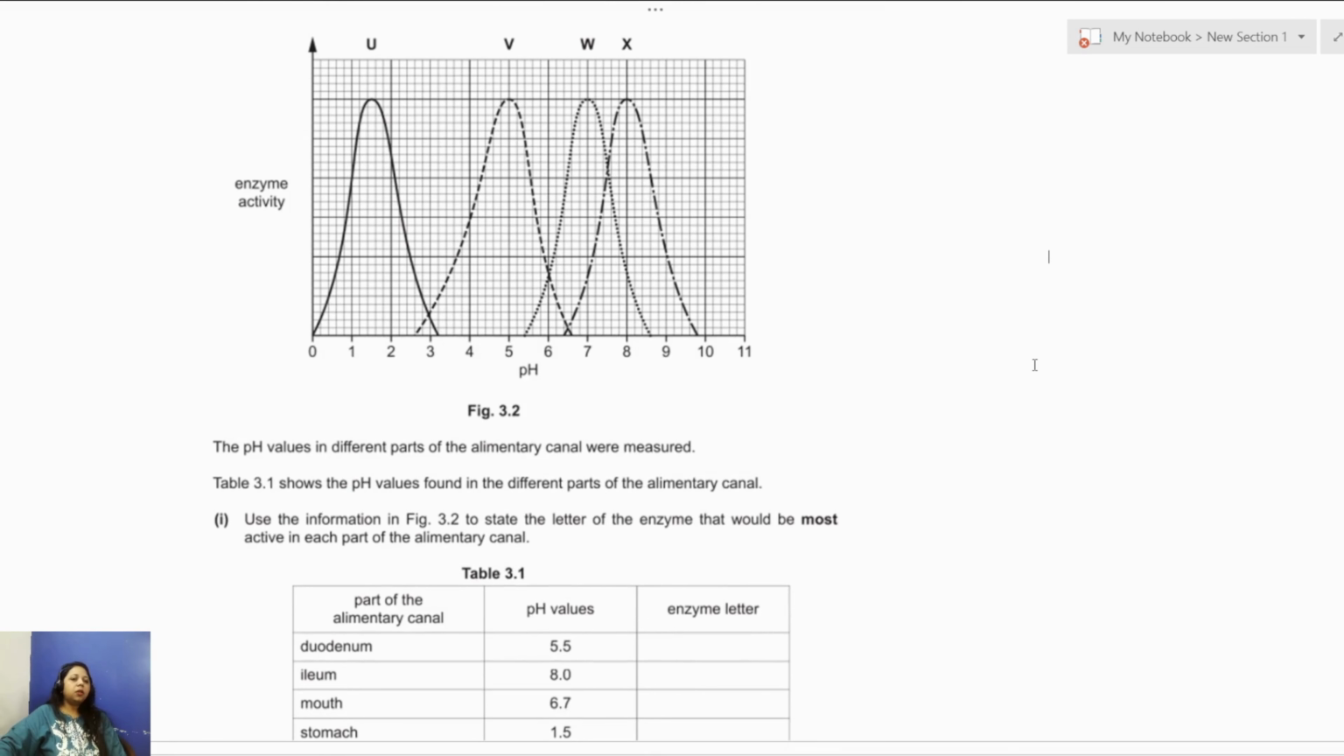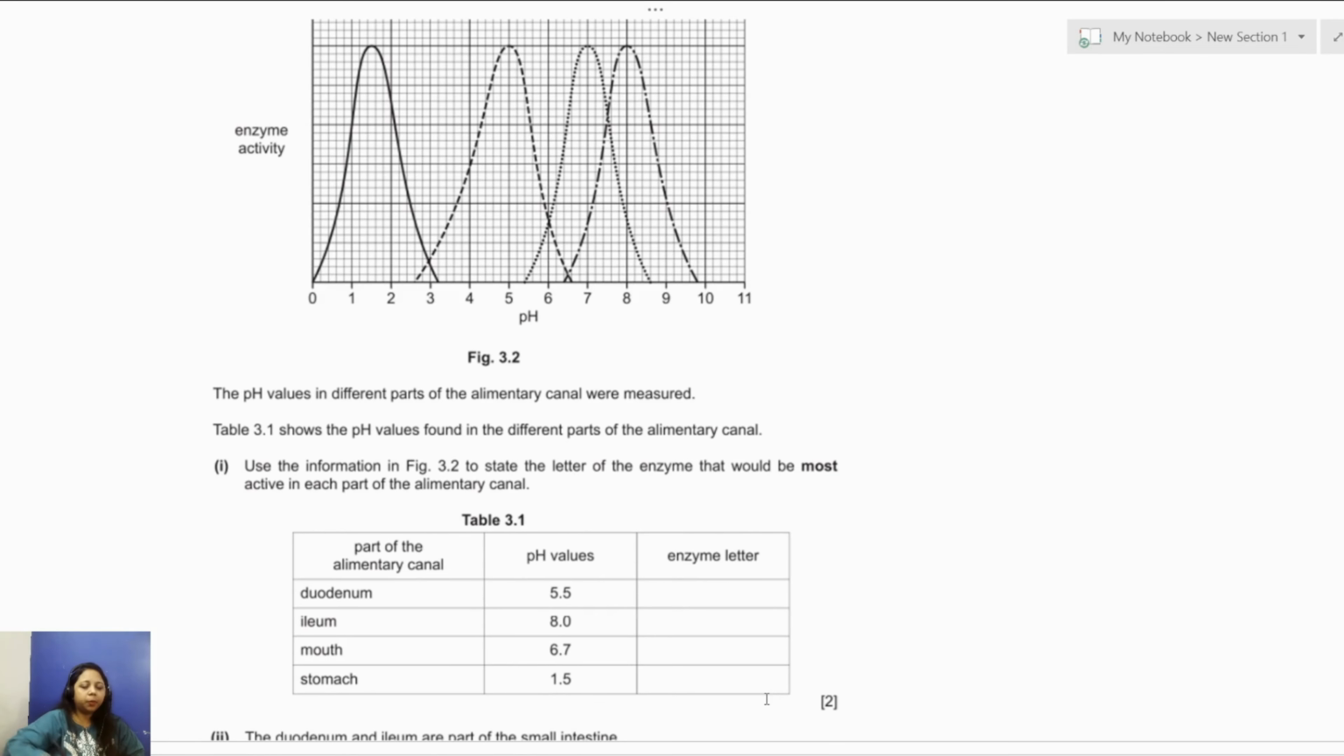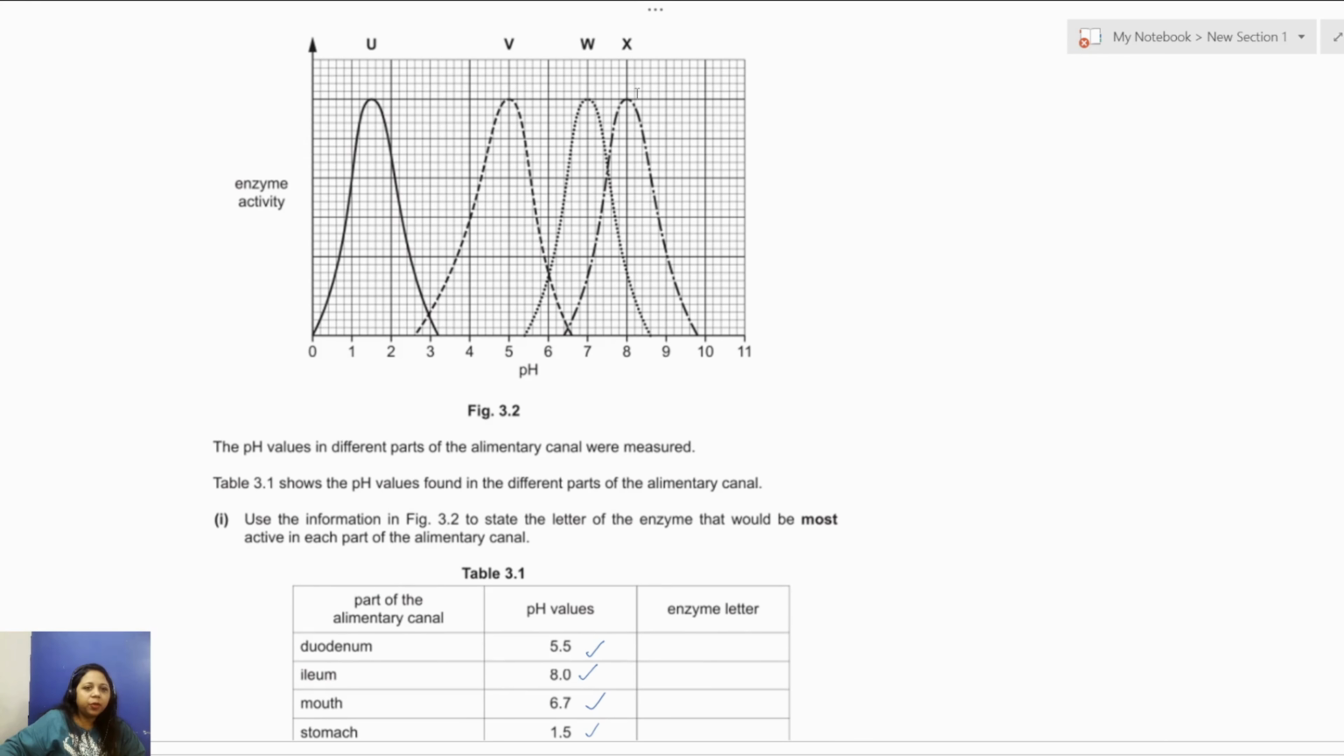Now the question is: the pH values in different parts of the alimentary canal were measured. Use the information and tell which enzymes would come here. What would be the enzyme of the duodenum? Okay, in the duodenum the pH value is 5.5. In the ileum it's 8. In the mouth it's 6.7. In the stomach it's 1.5. So according to these graphs you have to name these U, V, W, and X.